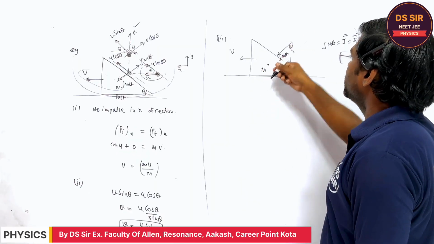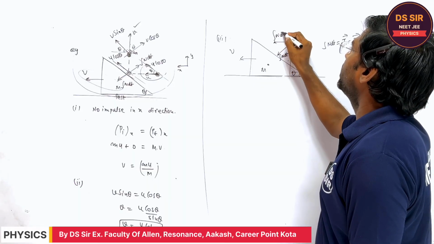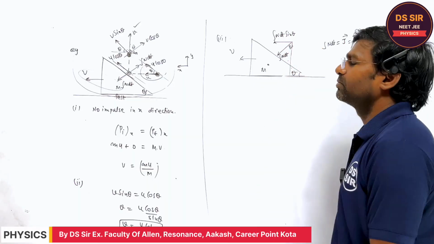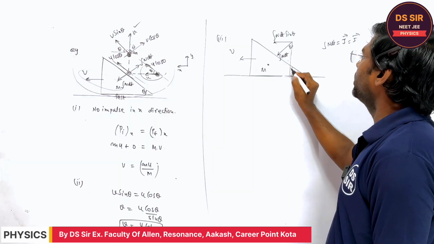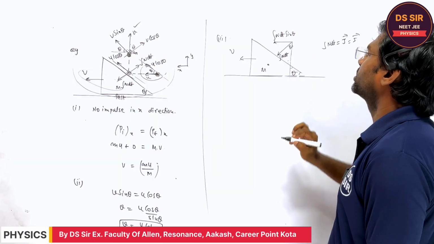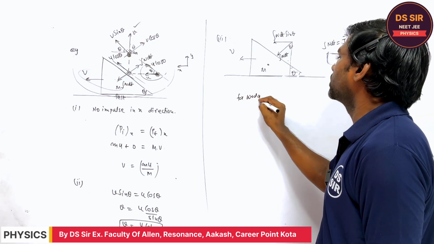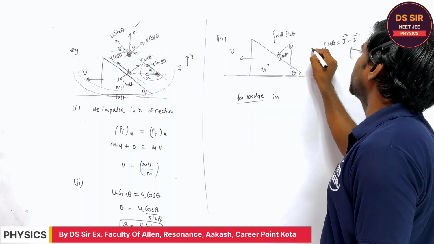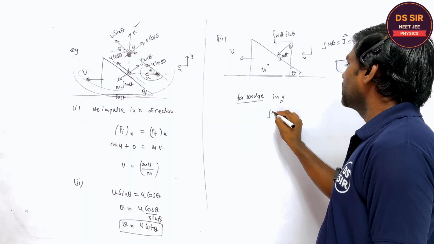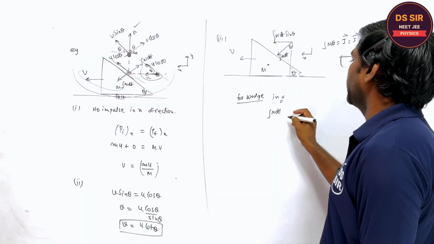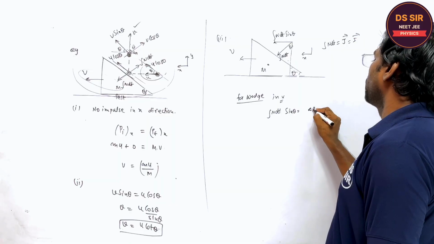So if this is N dt impulse, what is this component? Say N dt sin theta. Is it clear or not? Are you getting? This is theta, 90 minus theta, and this is theta. Is it clear? So for the wedge, in the x direction, what is the impulse? Impulse applied N dt sin theta is equal to change in momentum.